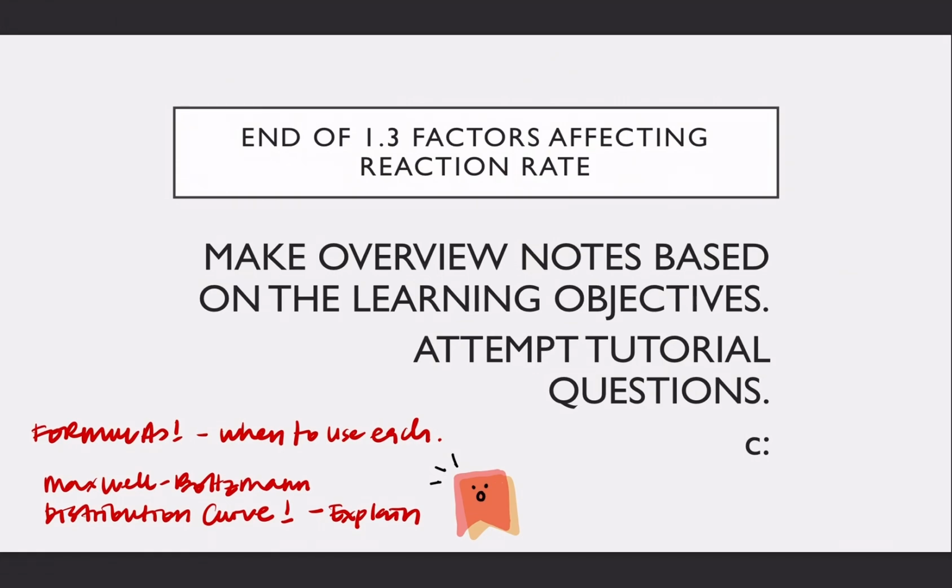So make sure to make overview notes. I want you to list down all the formulas, and you need to know when to use each formula. Also draw your Maxwell-Boltzmann distribution curve and try to explain the curve to yourself. Do you understand it? If you don't understand, then you can ask me or your friends, and make sure to attempt the tutorial questions. Good luck. Thank you, everyone.